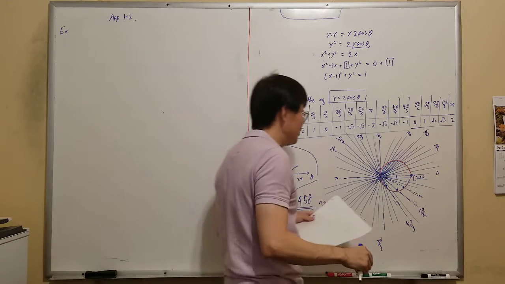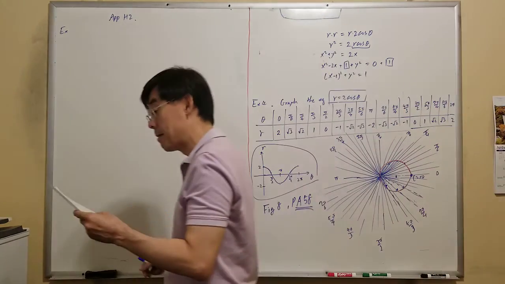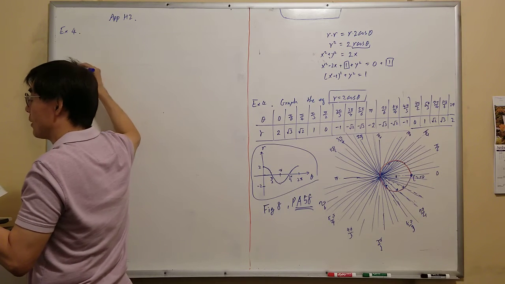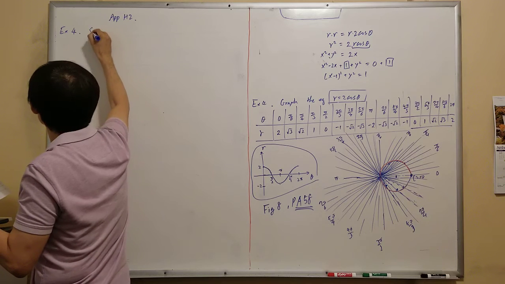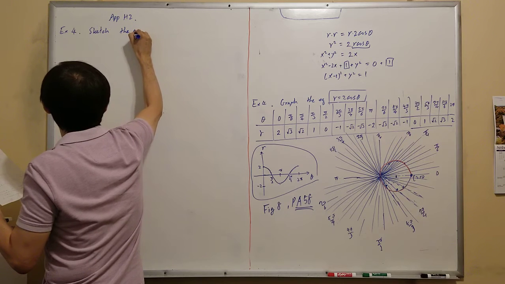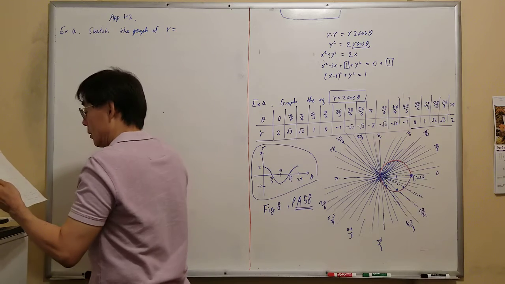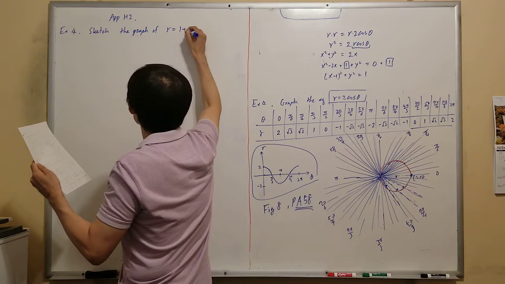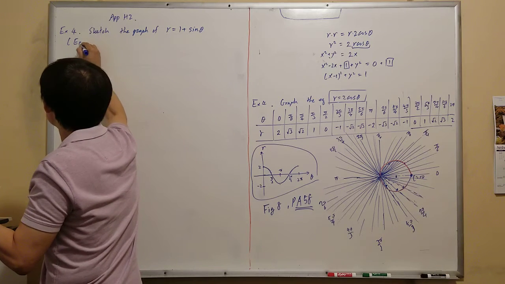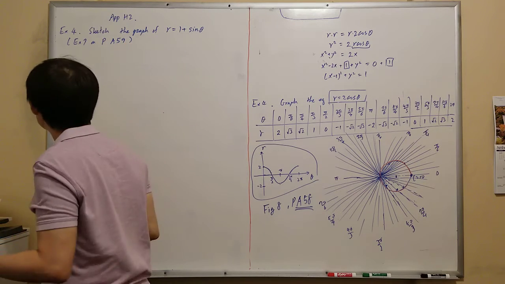You already learned all of this in math analysis in high school or pre-calculus 2 in CSUB. It's more extensive than I first planned. As a review, sketch the graph of r equals 1 plus sine theta. This is the same as example 7 on page Appendix 59.